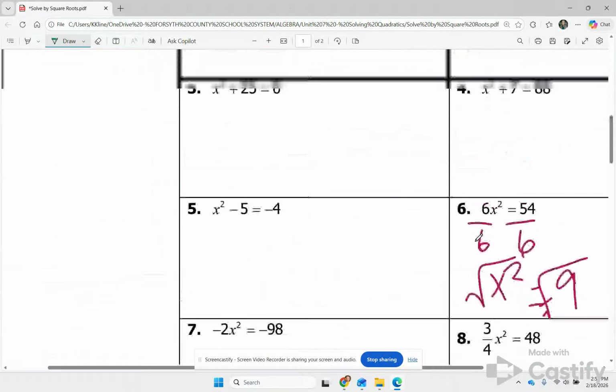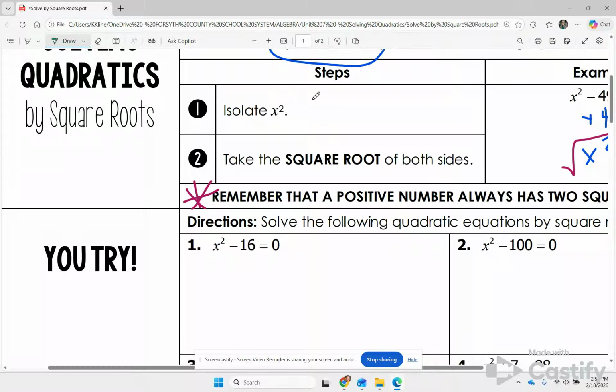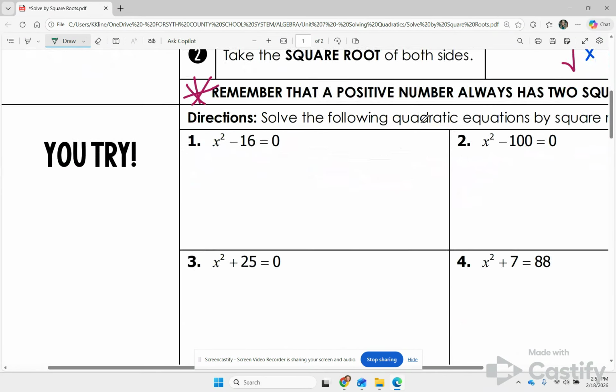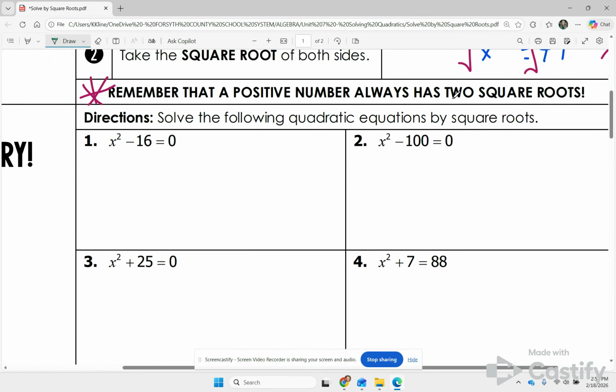So the rest you guys are just going to solve. Again, it's a two-stepper. Isolate x squared by doing the inverse operation. So that means adding 16 or adding 100 or subtracting 7. And then take the square root of both sides. Just don't forget that it always has two square roots, a positive and a negative.